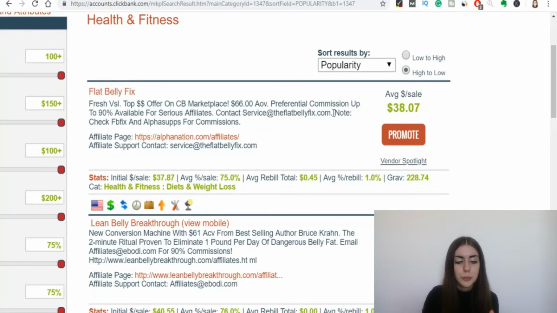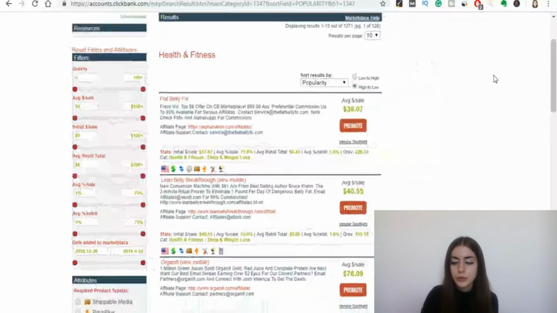So in this example, for flat belly fix, you can see there is no recurring commissions. There is no opportunity for you to make money on the backend. So basically, it's just one and done. You sell this product, you make money, and that's it. There is no opportunity for you to actually multiply your money with this product. So let's take a look at some other products.